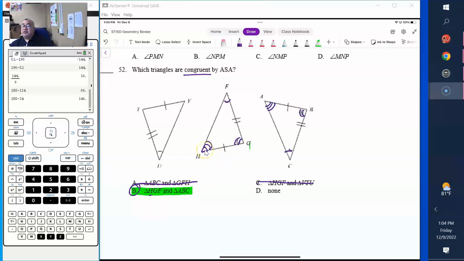So we have H corresponds with A. We have G corresponds with B, and they have that same included side. They're sharing the same included side. So your answer is B.